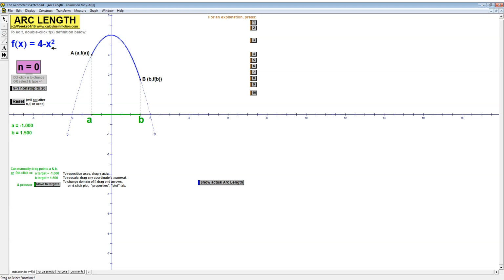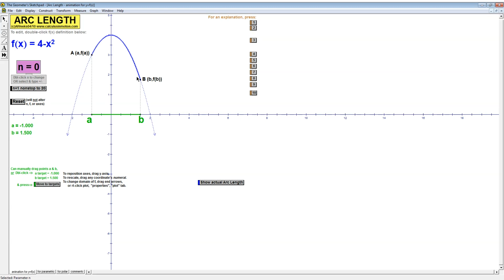And we know that this is a parabola which opens down and has an x-intercept at -2 and 2 and the y-intercept at 4. And we're interested in this particular zone from point A to point B, where A is x equals -1 and B is 1.5. So what's the length of this arc?